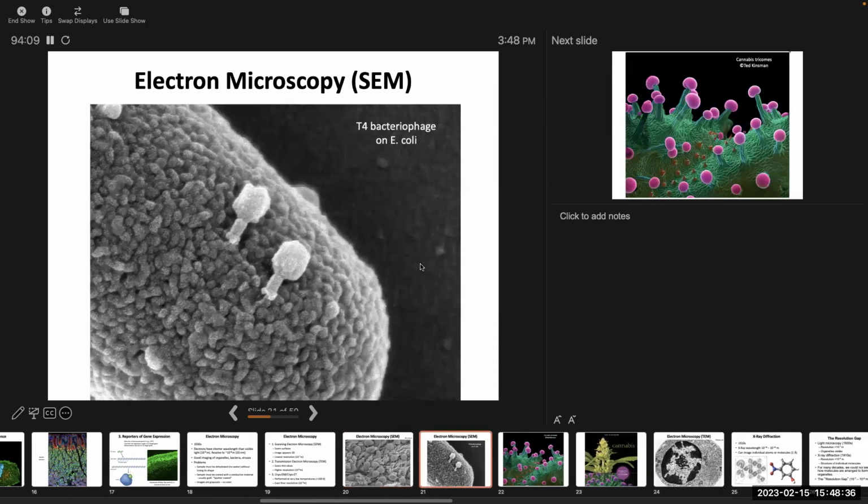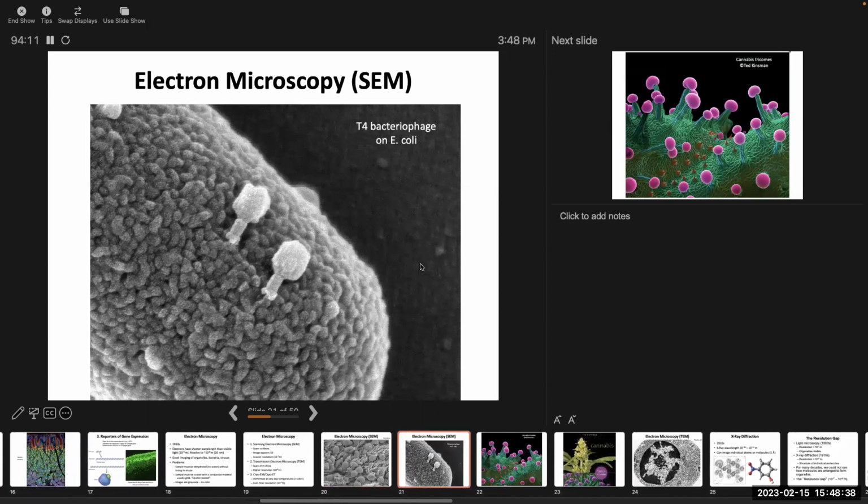Here's a really high resolution scanning electron micrograph of the surface of an E. coli bacterium. So that big thing in the background is an E. coli. And these lighter colored things on the surface of the E. coli are bacteriophages. Those are viruses that are infecting the E. coli bacterial cell. So you can see down to virus scale with electron microscopy.